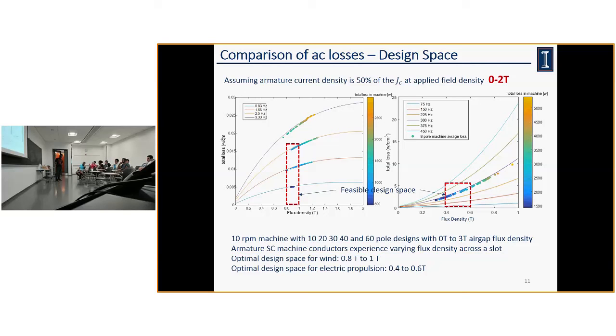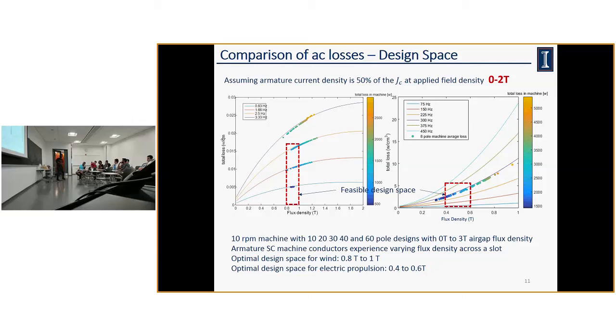What would be the axial length? How much is the axial length varying? How much is the diameter varying? But yeah, I need to look into the different parameters and how they are affecting. Still, I need to look into that. But most of the concern we had is what is the air gap field density and what is the armature current. So those are the two parameters we were looking at.